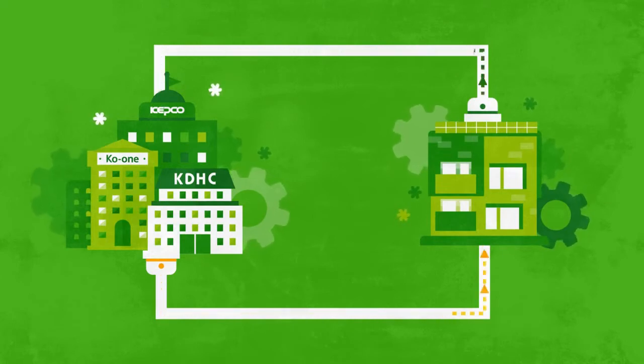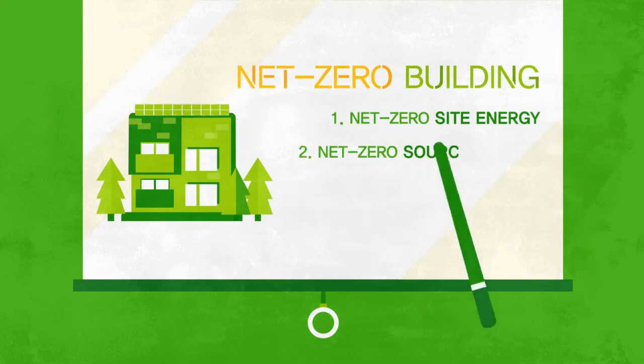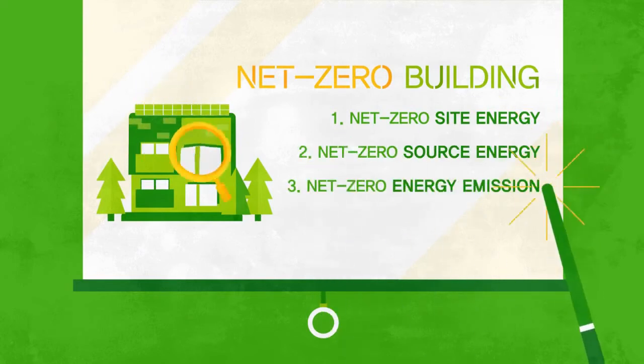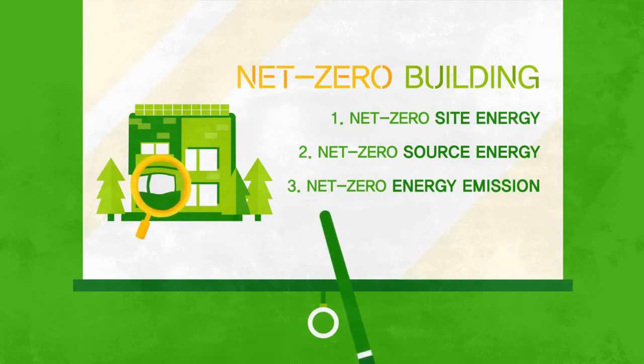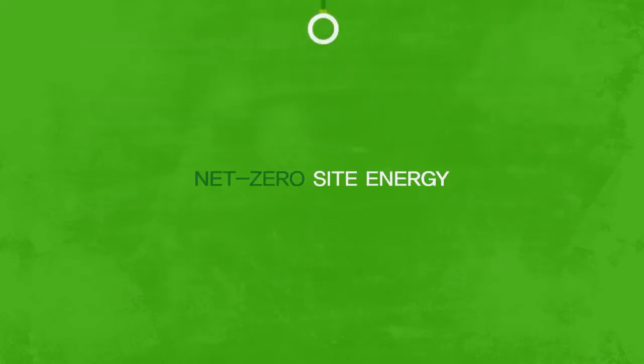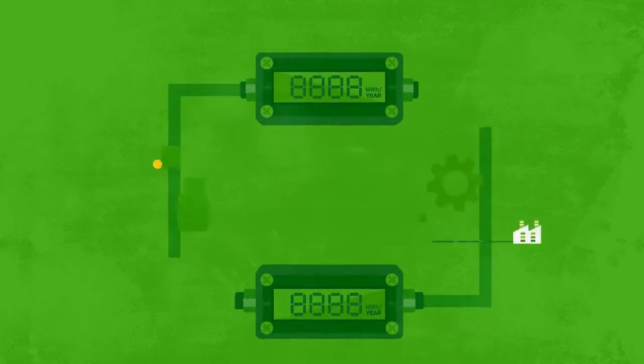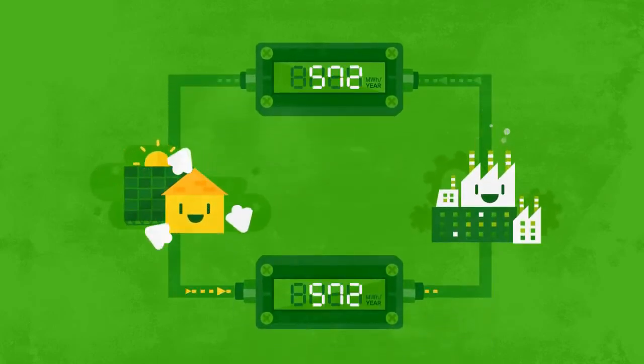There are 4 definitions of net zero energy building: net zero site energy, net zero source energy, net zero energy emissions, and net zero energy cost. A net zero site energy building generates an amount of energy from renewable energy sources that is equal to the amount of energy consumed annually. Energy is generated through the 5 major energy uses by the building.